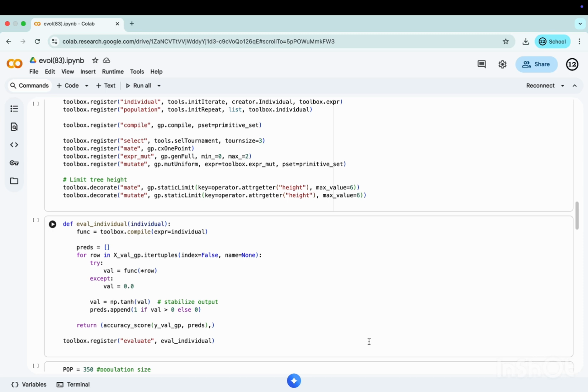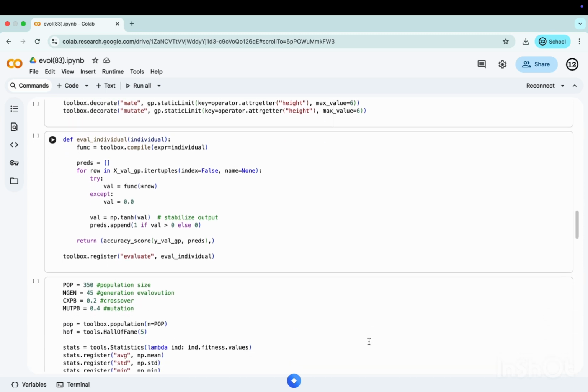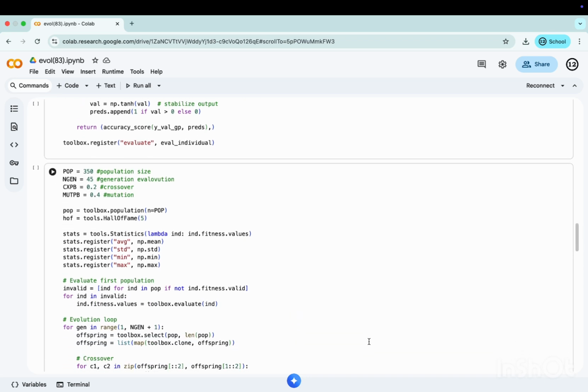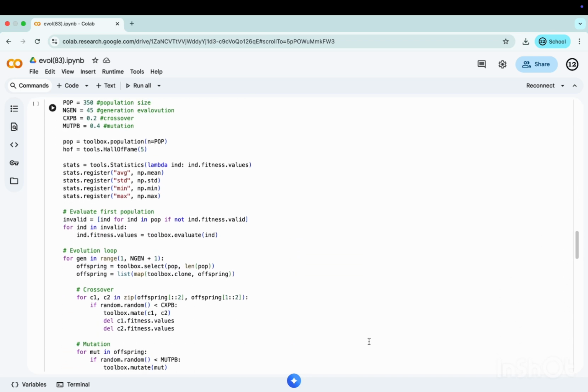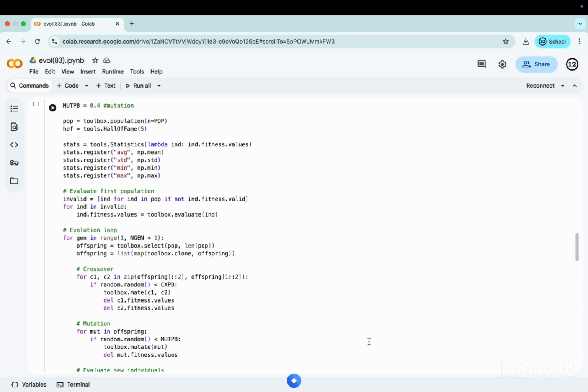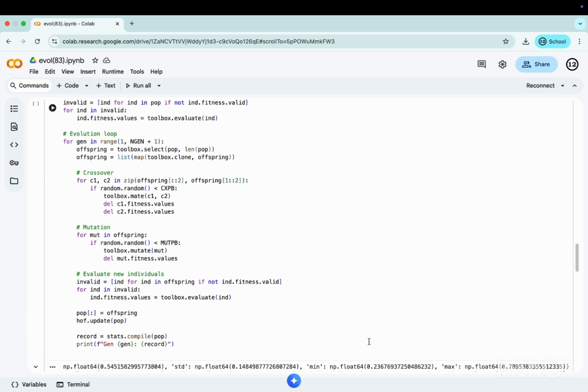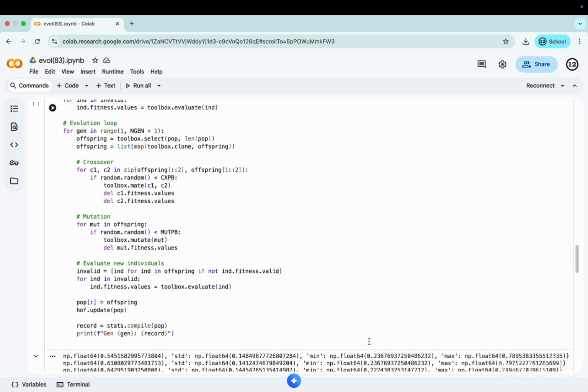During the training, the GP system starts with many random mathematical expressions, and each expression predicts on the training data. Then a fitness score is assigned based on the accuracy. After that, the evolutionary operations occur. The first one is selection, then crossover and mutation. Over several generations, expressions become more accurate.